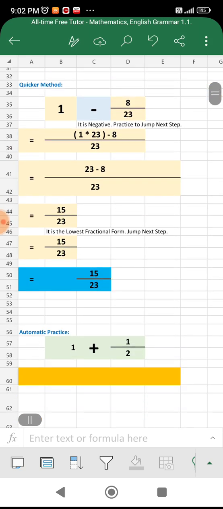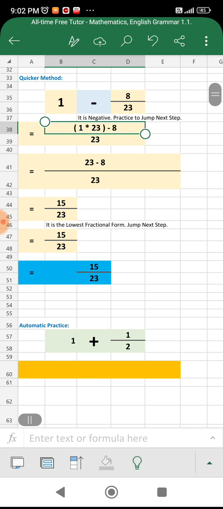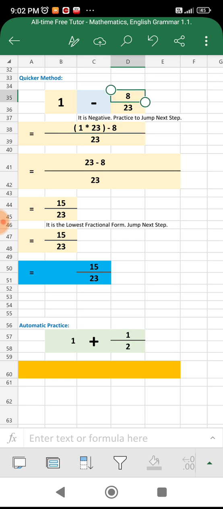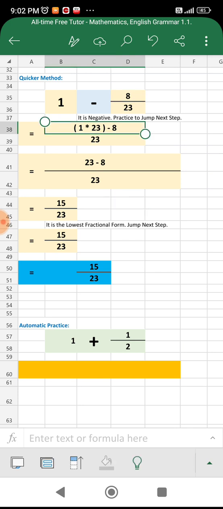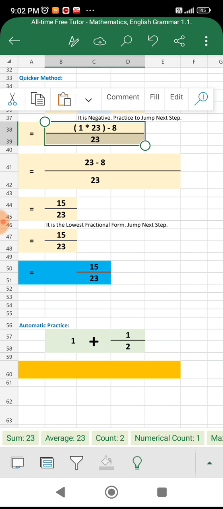Okay. Now here, 1 minus 8 by 23, 8 upon 23. So it will be subtracted and it will follow this method. You know this very well. But one thing I want to say: you have to jump this step. You have to practice hard to jump this step.